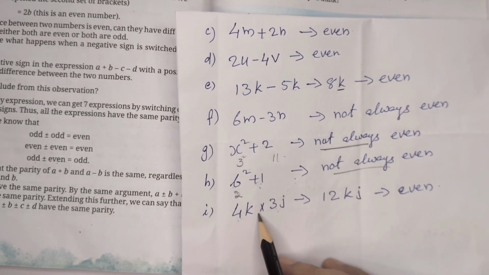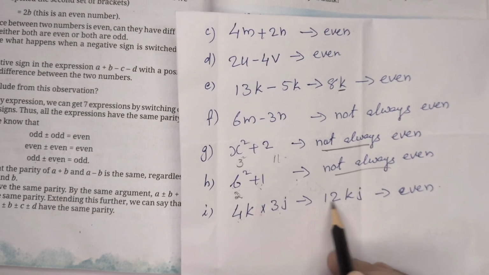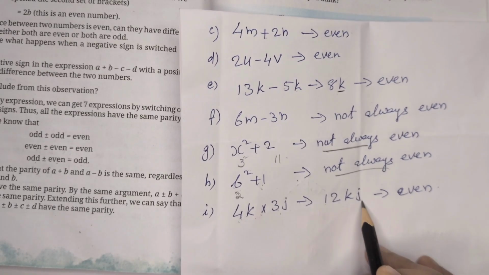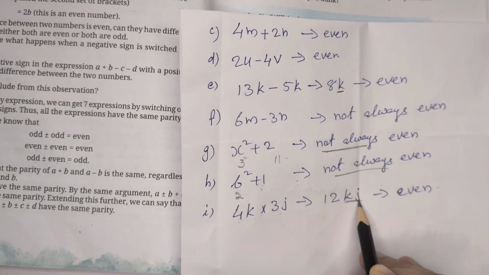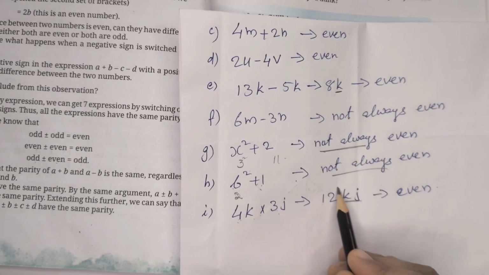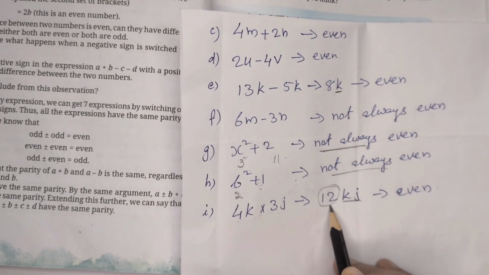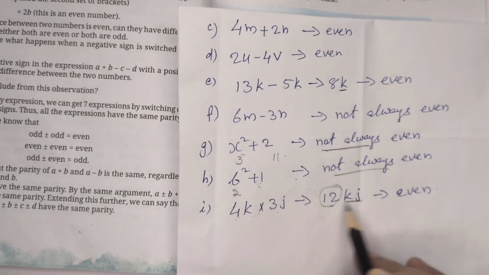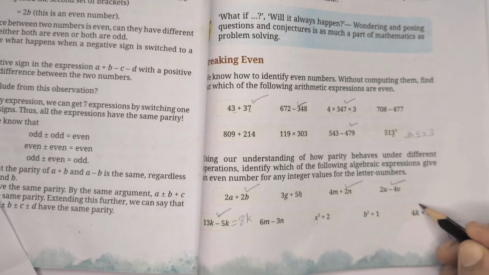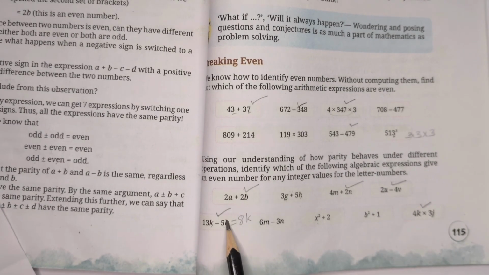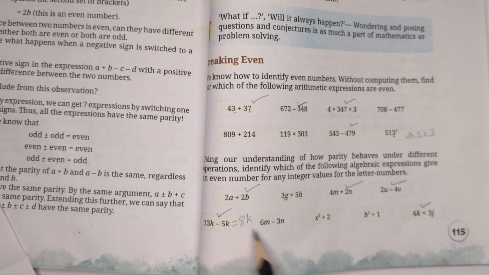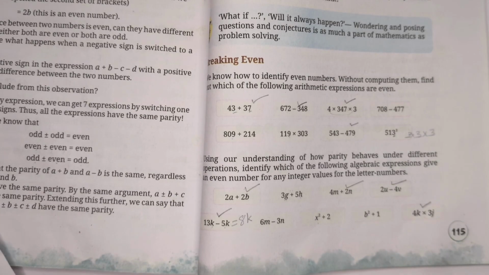Next one, 4k into 3j. 4 into 3 is a multiplication. So 4 into 3, 12, k into j, kj. Whatever the number here, odd or even, for k and j, we are multiplying that with 12, an even number. So the result will be even. So we can mark the last one, this is even. So the first one, third, fourth, fifth, and the last one. These are the even expressions.